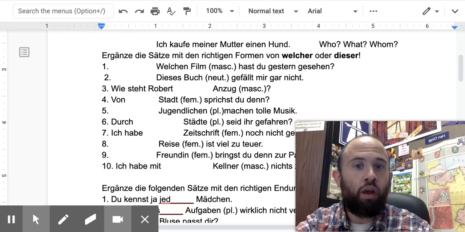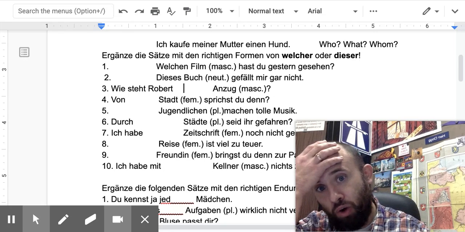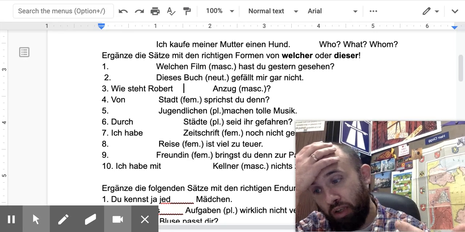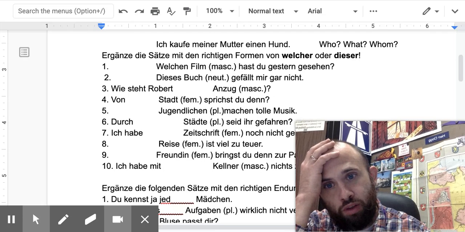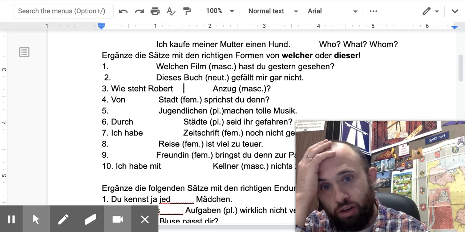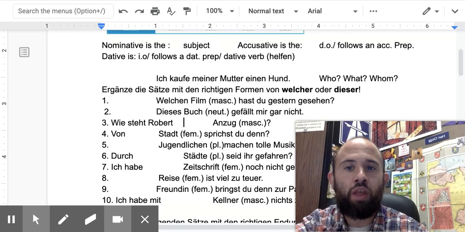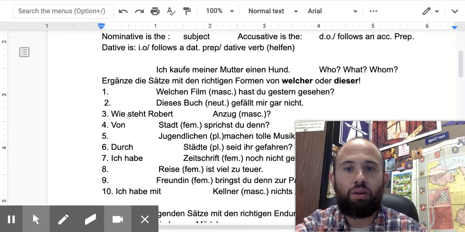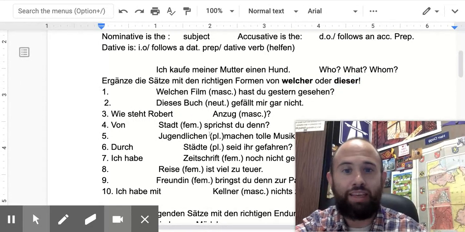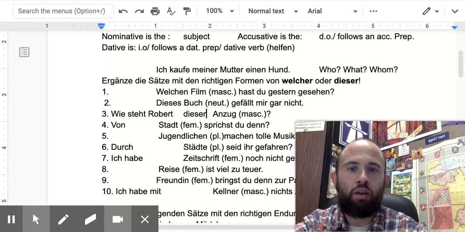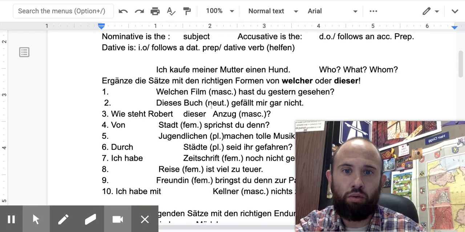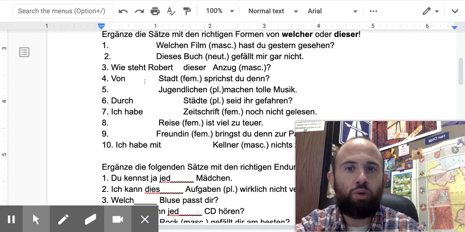I don't know. Stehen means to stand, or to be on someone. Let's make a sentence out of it. Der Anzug steht Robert gut. Anzug in this question is going to be the subject. That one's super hard. But if we're asking how does this suit, we're either using which or this. I think this would be better. Let's go with dieser Anzug.